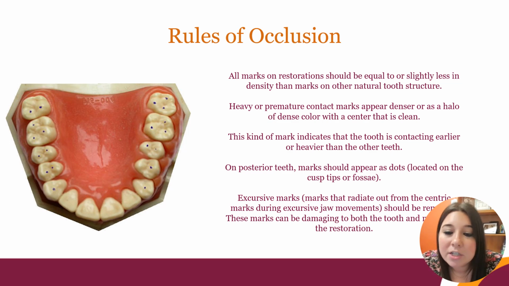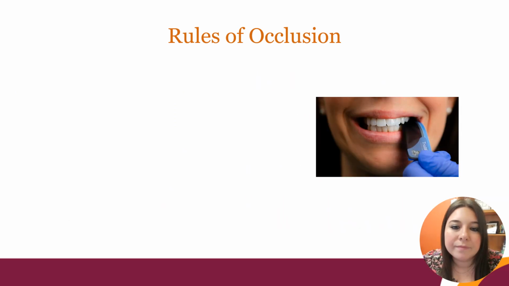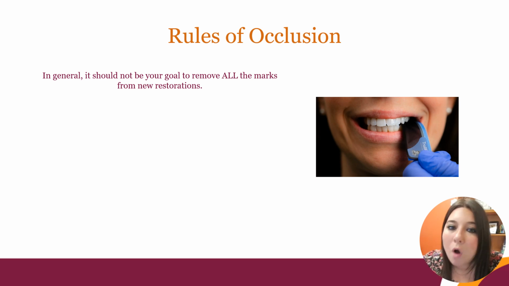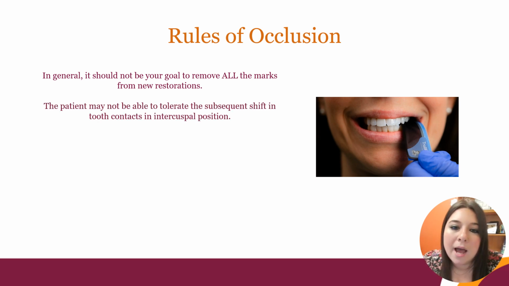These marks can be damaging to both the tooth and the restoration, so we definitely want to be careful with those and not keep those while we're doing the final occlusion checks. Rules of occlusion. In general, it should not be our goal to remove all the marks from new restorations. The patient may not be able to tolerate the subsequent shift in tooth contacts to try to get into that intercuspal position. If the restoration is too polished out of occlusion, that tooth is going to want to shift up until it reaches occlusion. Teeth like to move until they're touching something else.